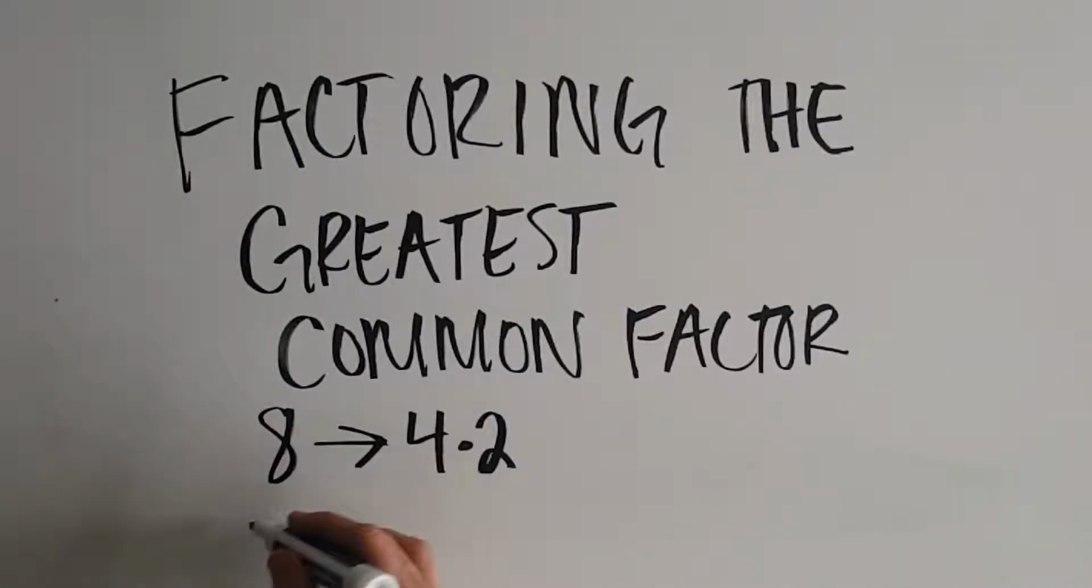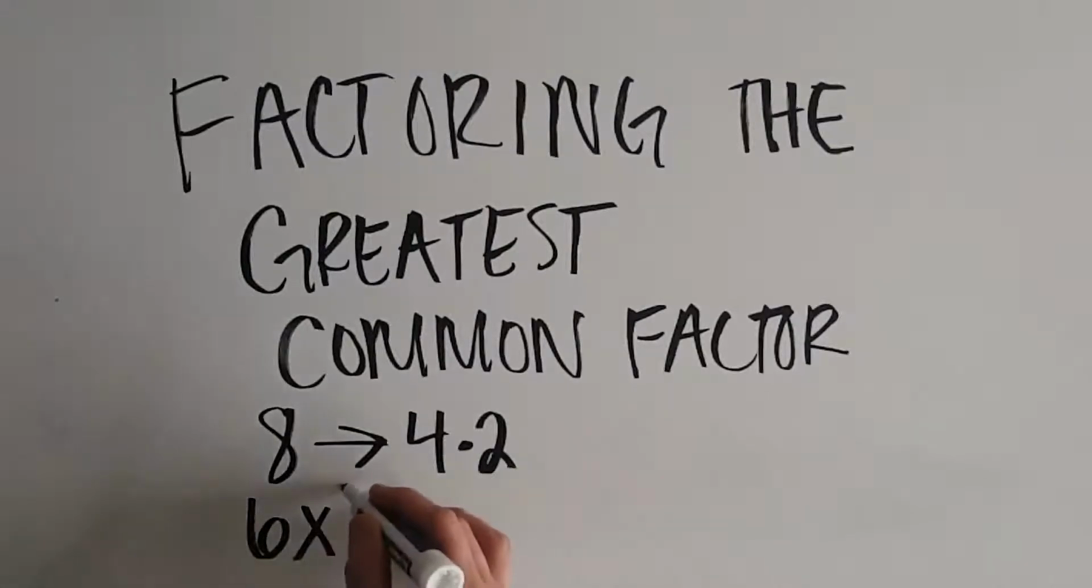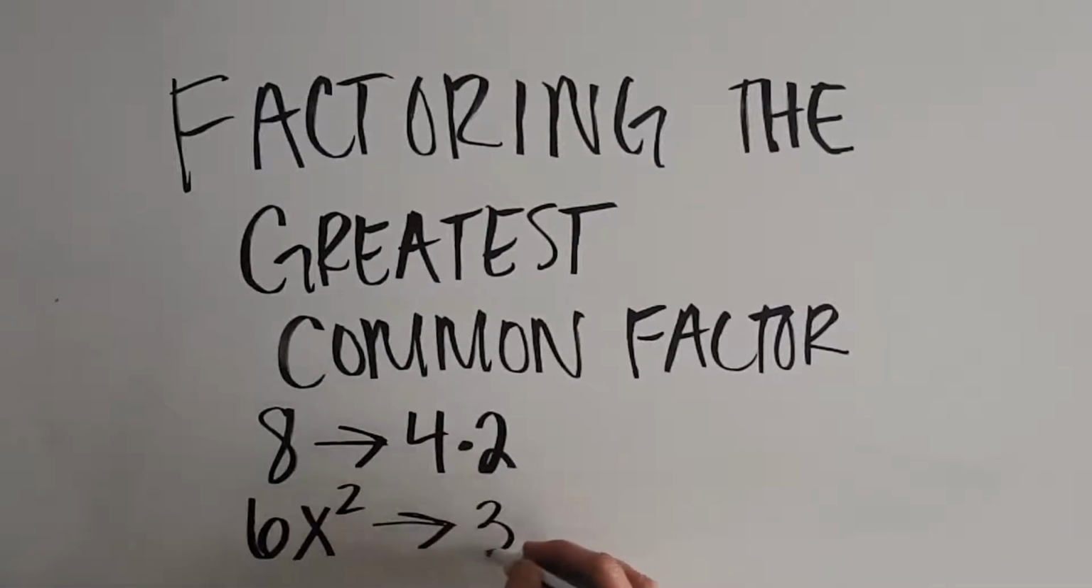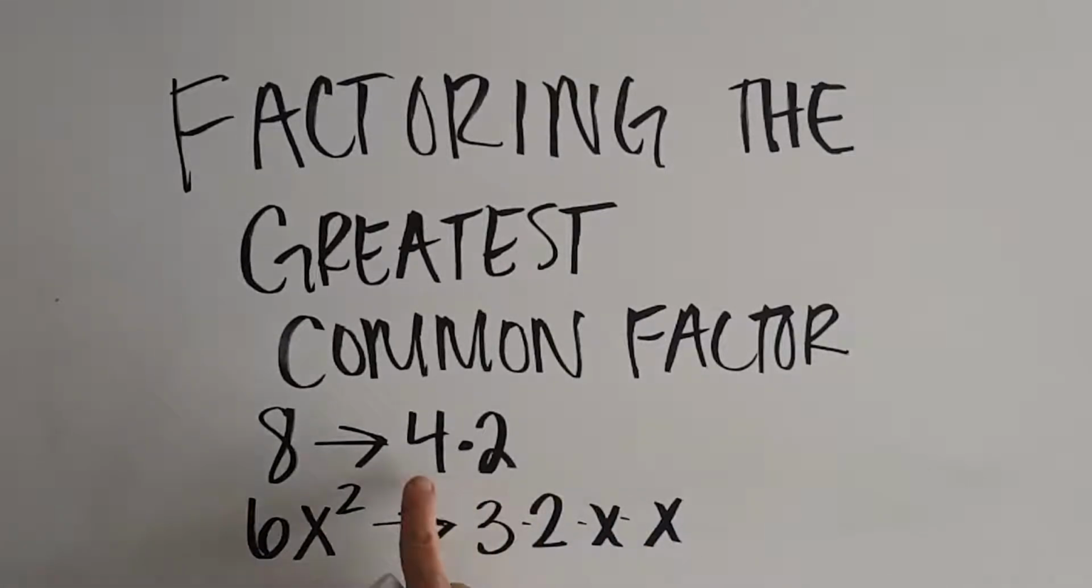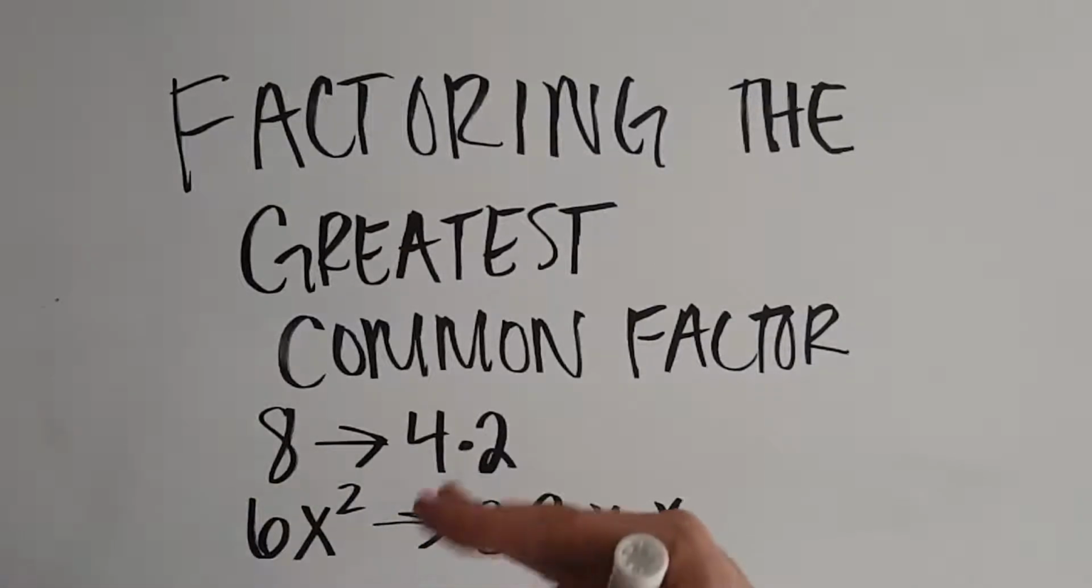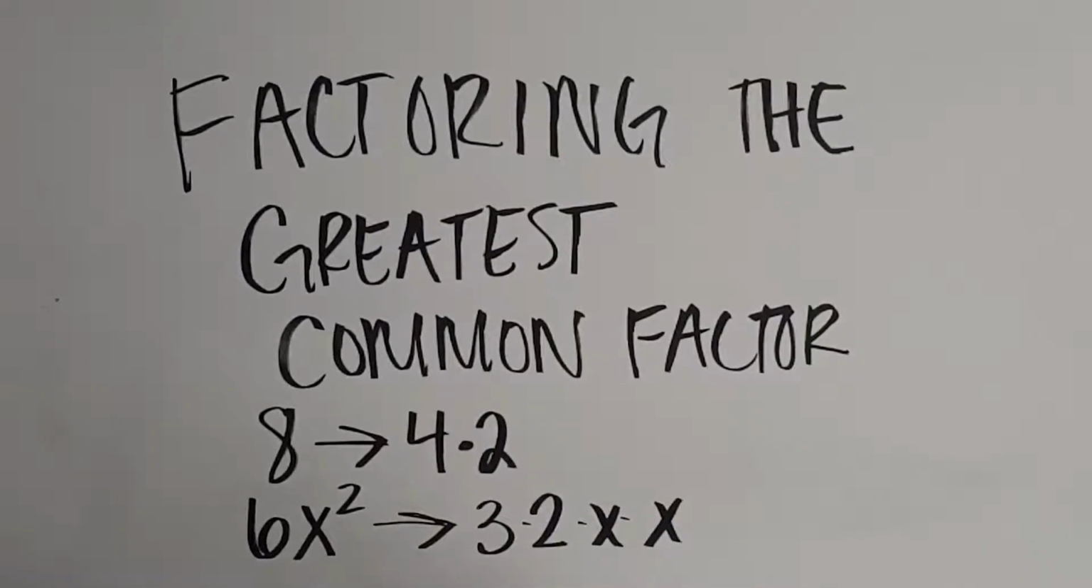Instead of saying 6x to the second, I could rewrite this as 3 times 2 times x times x. So this would be a factor, to rewrite it as a product of 2 or more factors. Factor as a noun would be, in this case, 4 would be a factor, 2 would be a factor. These are numbers or expressions that divide evenly into another number or expression.